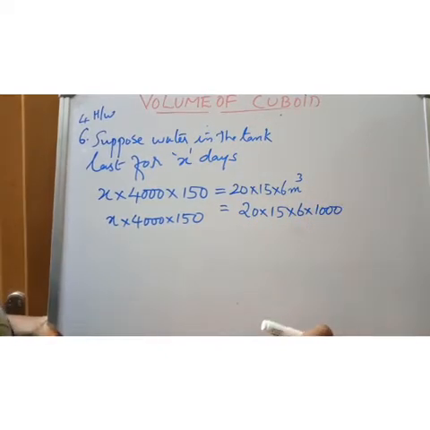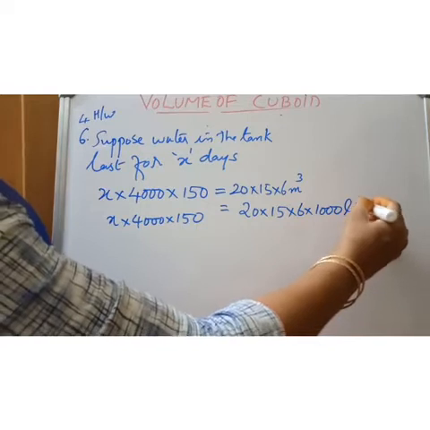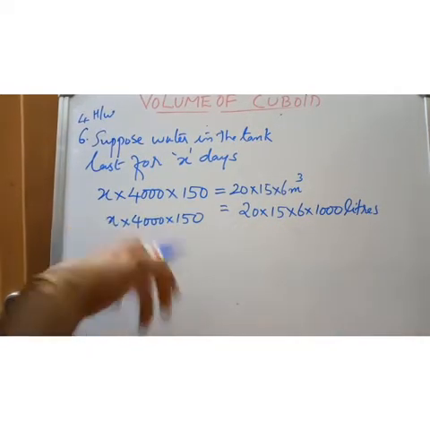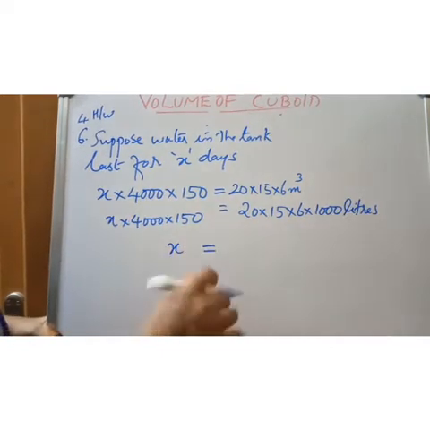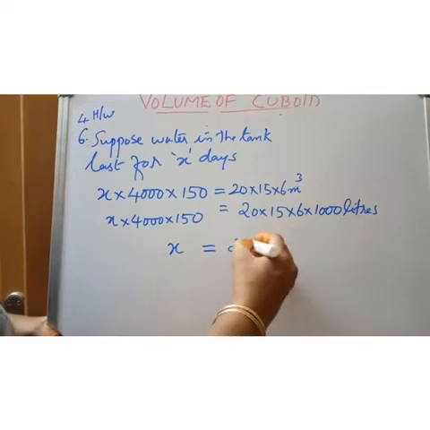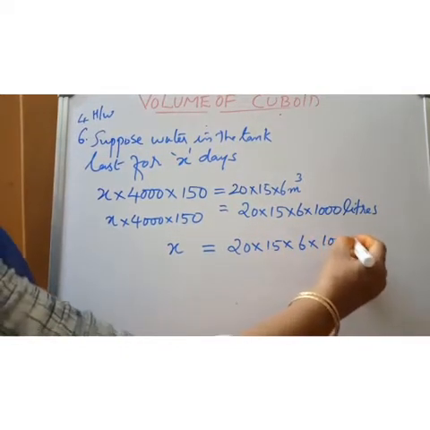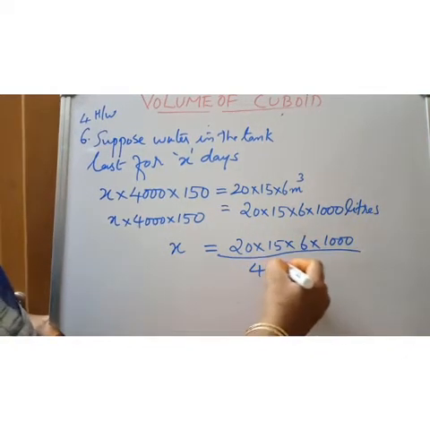Understood, children? Why I am writing into 1000? Because this is in meter cube. I am converting that meter cube into liters. Then find out the number of days represented by x. That only they ask you to find out. So, x equal to 20 into 15 into 6 into 1000 whole divided by 4000 into 150.